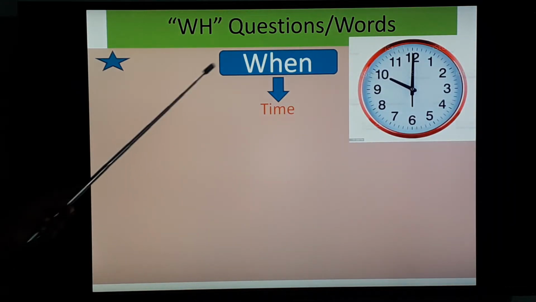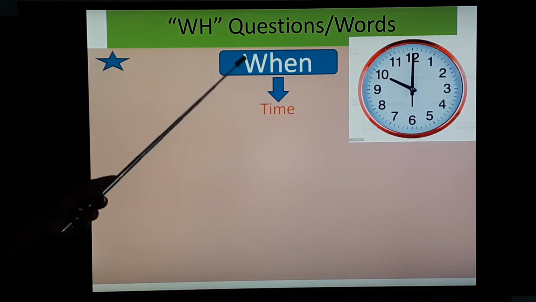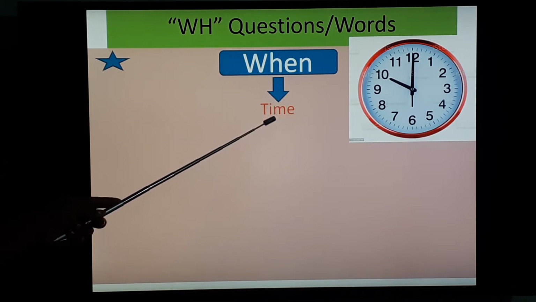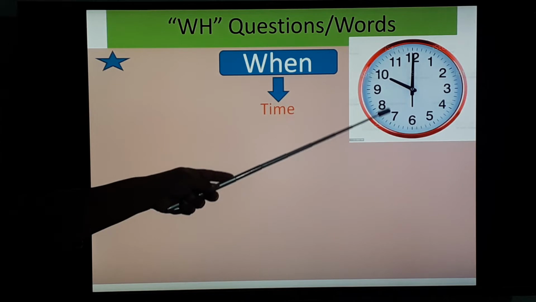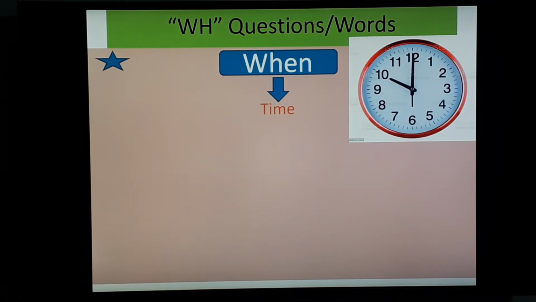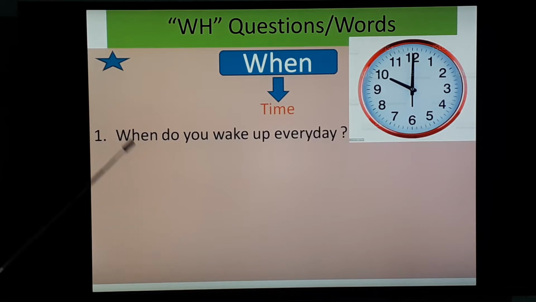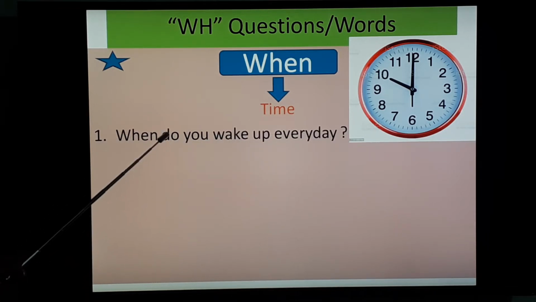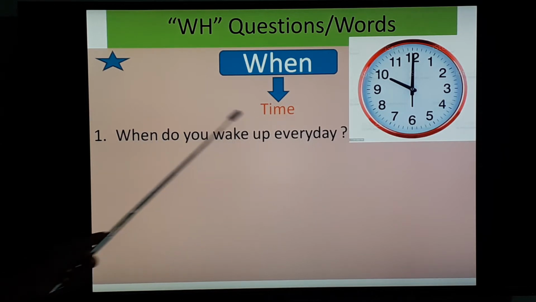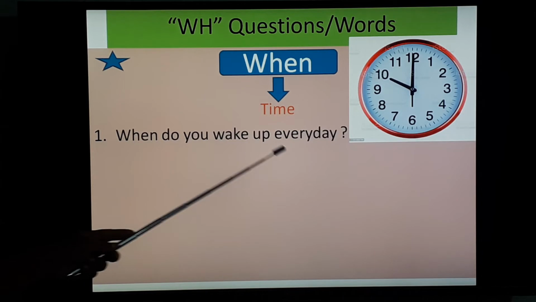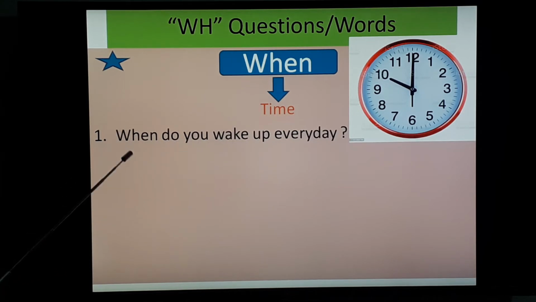Okay, next is when. So when you ask any question with when, you will get time in reply. That is why a clock is mentioned, because it is about time. When do you wake up every day? So here do is given. So, do you wake up every day? That is interrogative form. There you will get only a yes/no type question. Right? Then here when is mentioned, so it becomes more elaborative.